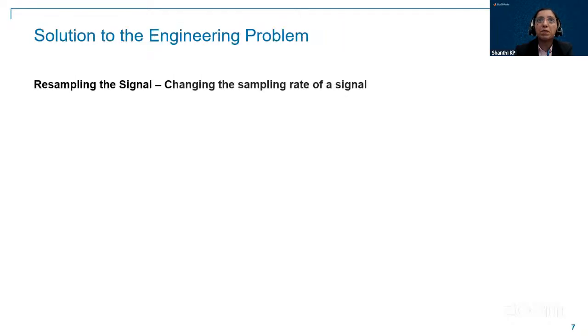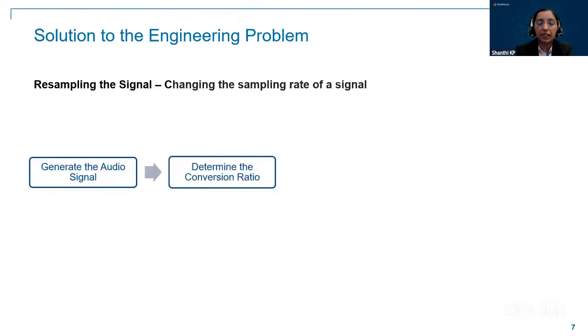The solution approach for solving the engineering problem is broadly divided into four steps. On a high level, four steps are involved in the solution. First is to generate the audio signal. The next is to determine the conversion ratio between the original sample rate and the target sample rate we have.